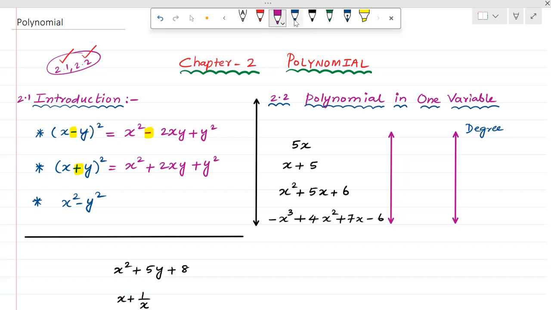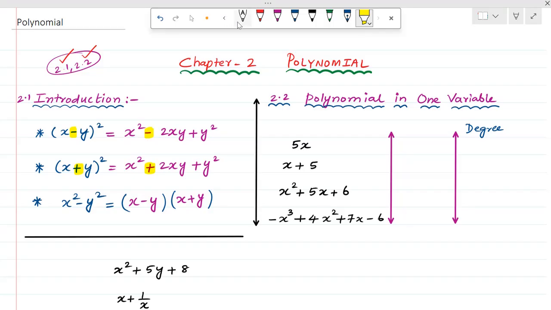And the last one, how will you write it? This one, x square minus y square. So we will write it with one plus and one minus. So we can easily remember it in this format. So these are the three formulas, very basic formulas in mathematics. We are going to use them frequently. So this is the introduction which is given.